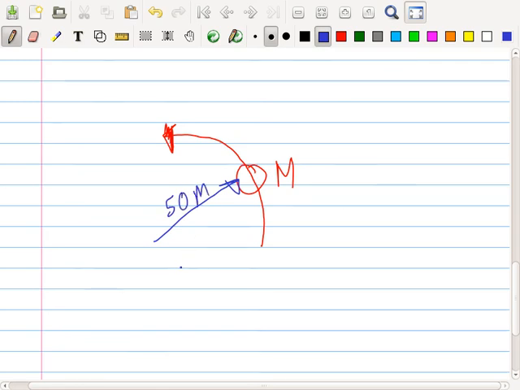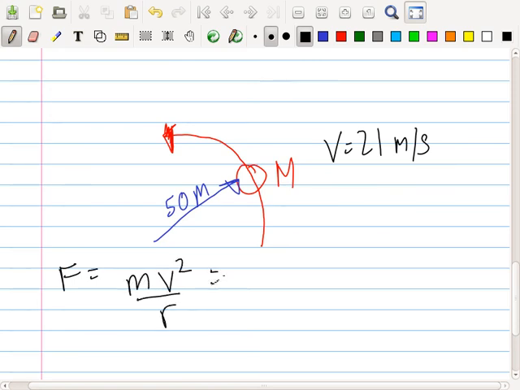What else are we told? Find the coefficient of friction if the car just begins to slip when it takes the corner at 21 meters per second. So the velocity is 21 meters per second. I want to calculate the force F. The formula for F is m v squared over r, which here equals m times 21 squared over 50. What's that going to be?